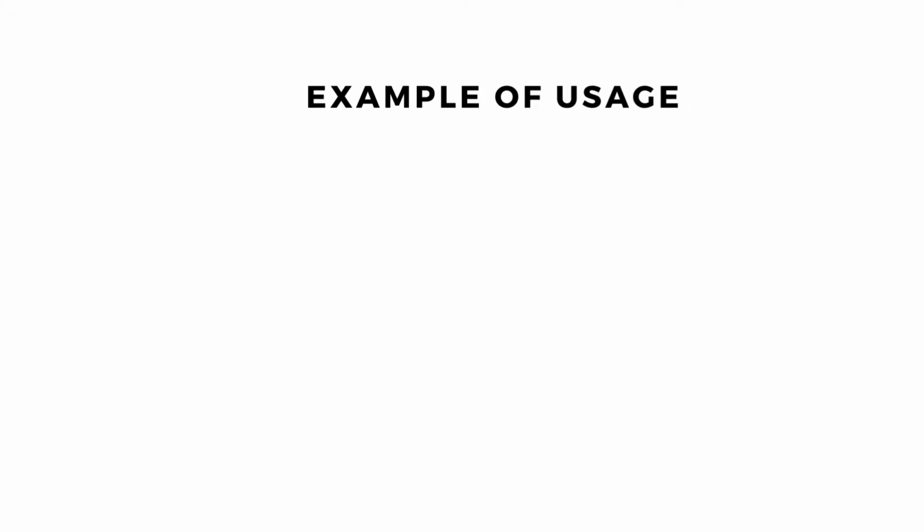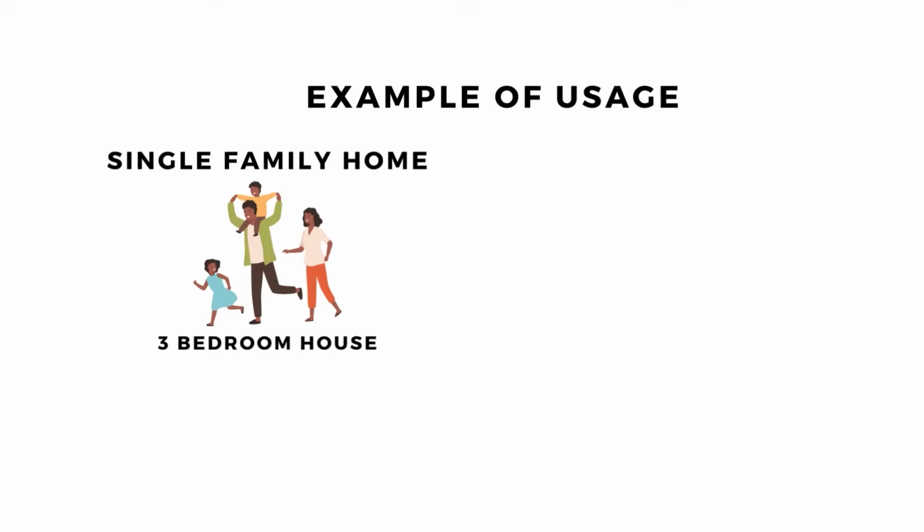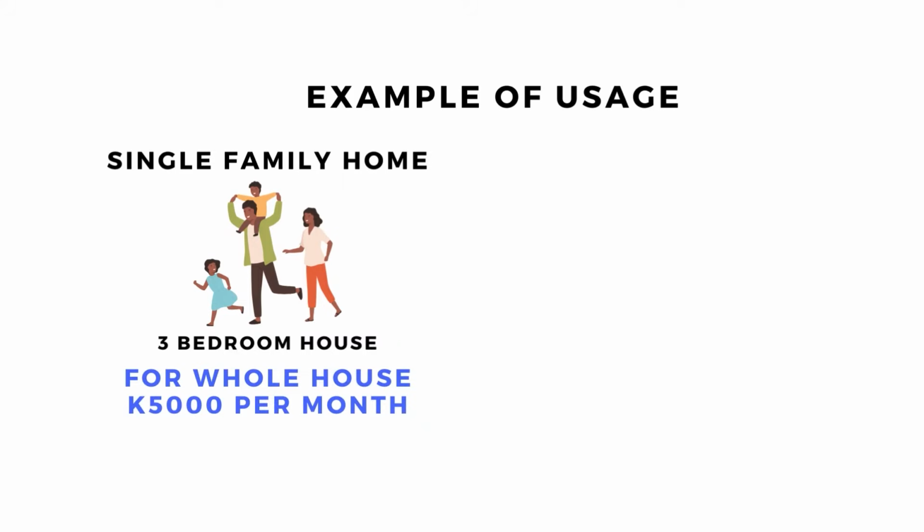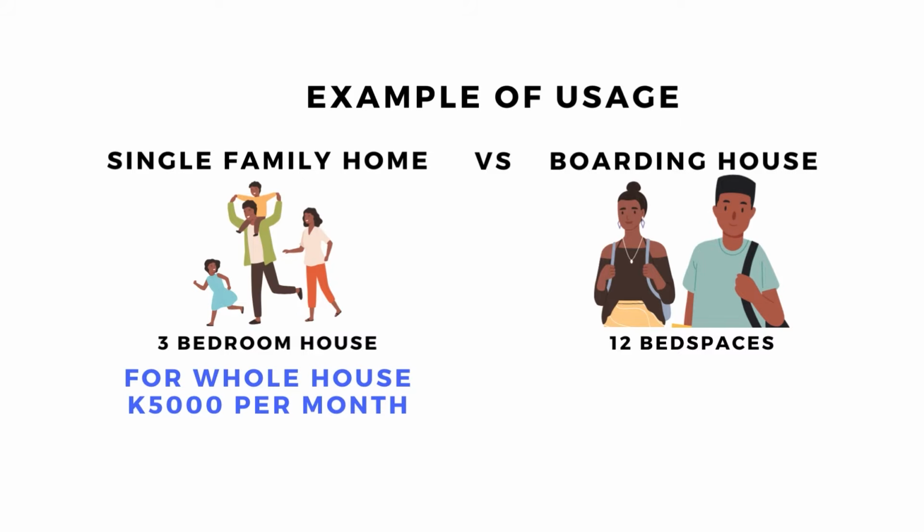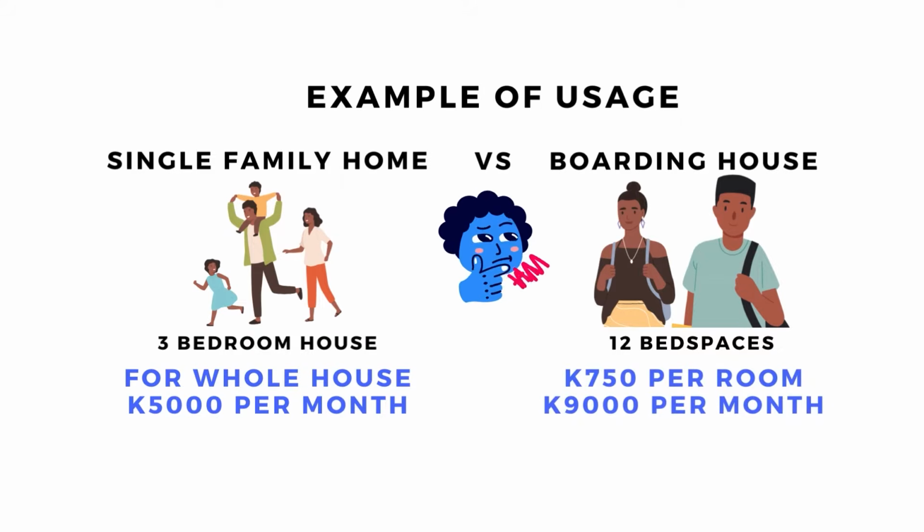For example, suppose you have a 3-bedroom house and you rent it out for 5,000 kwacha to a single family. If you were to convert it into a boarding house, and you could probably fit 2 bunk beds in each bedroom, you could then have 12 bed spaces. If you charged each student, say, 750 kwacha per bed space, it means you'll be making 9,000 kwacha, almost double the amount you'd be charging for a single family home.